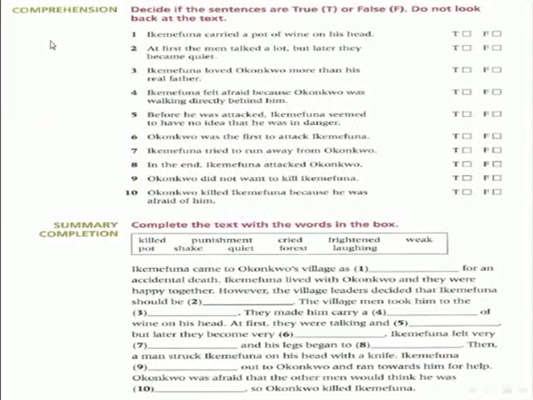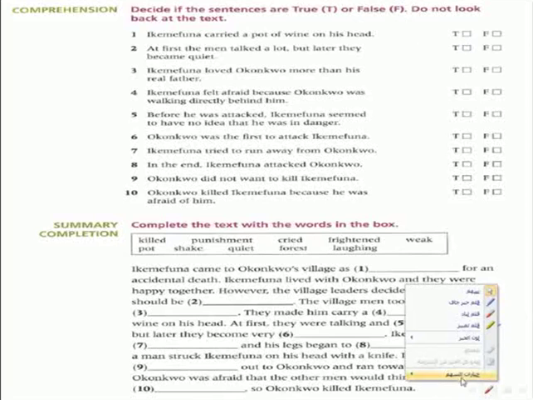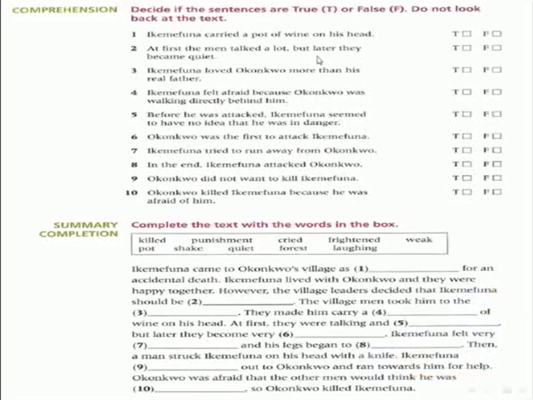Let's read the exercise here. Let's read it. Comprehension. Decide if the sentences are true, you tick true or T, or false, you tick F.